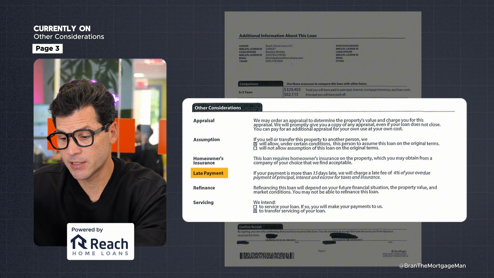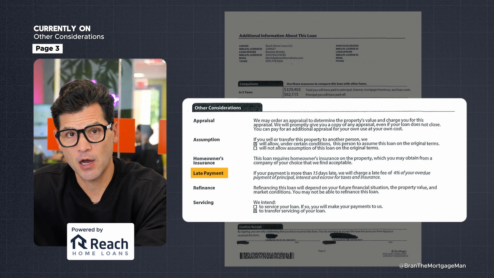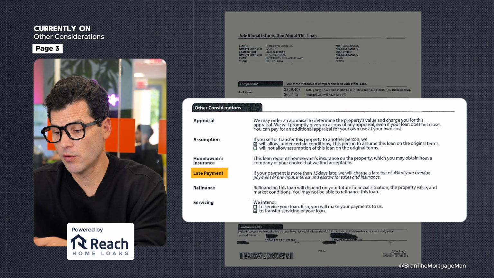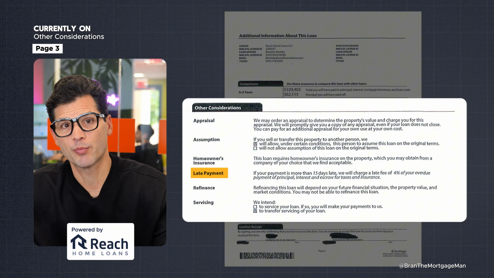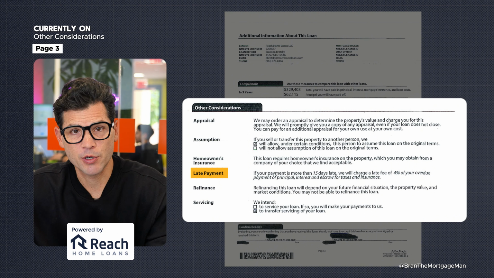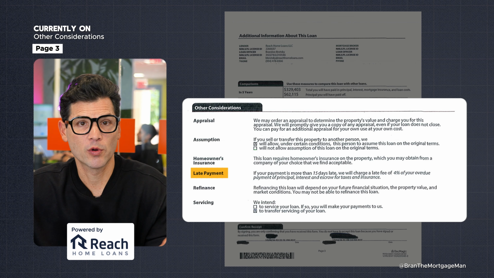Next, late payments. If your payment is made after the 15th of the month, you're going to incur a late fee on the payment. In this case, VA loan, it's 4%, right? So if your payment was $2,000, you take 4% of that, it's $50. That's what your late fee would be. It's not anything crazy, but you want to pay before the 15th of the month.